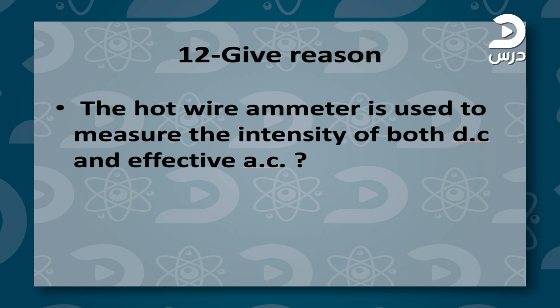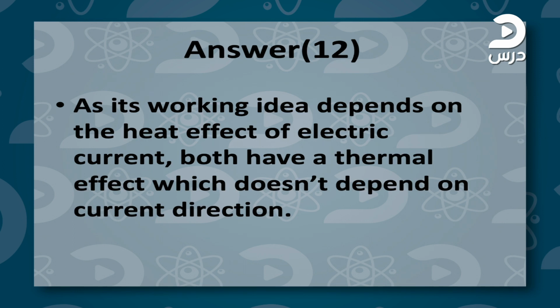Question number 12. Give reason: the hot wire ammeter is used to measure the intensity of both DC and effective AC. Why can the hot wire ammeter measure both DC and effective AC? The answer: its working idea, the physical idea, depends on the heat effect of electric current. Both have a thermal effect, which doesn't depend on the direction of the current.